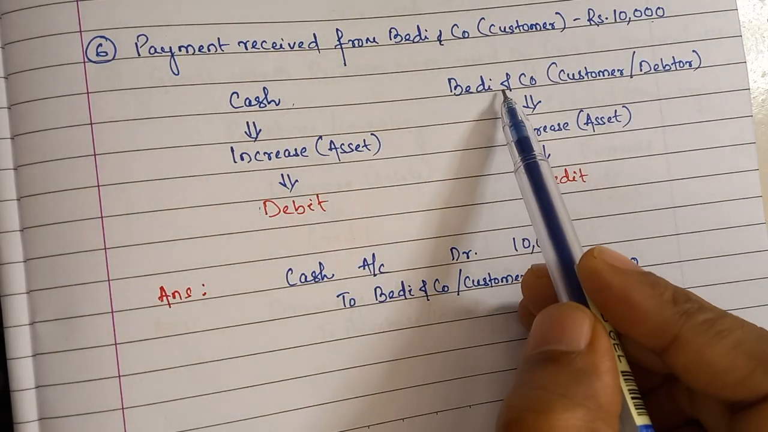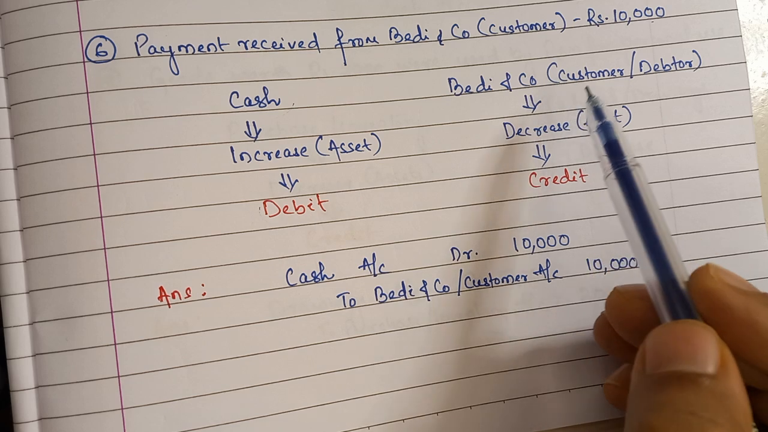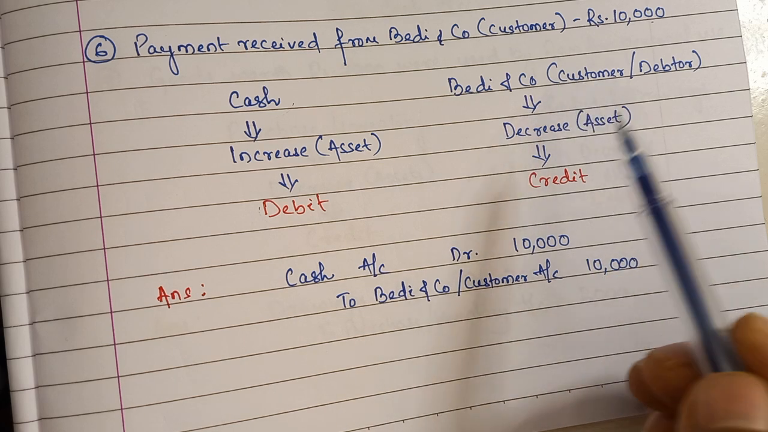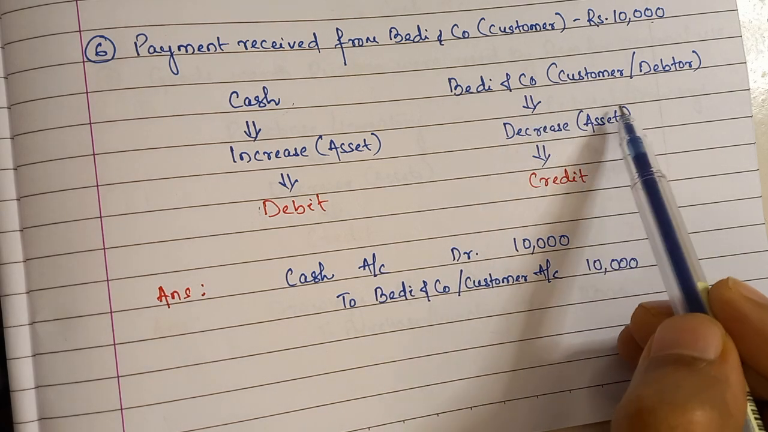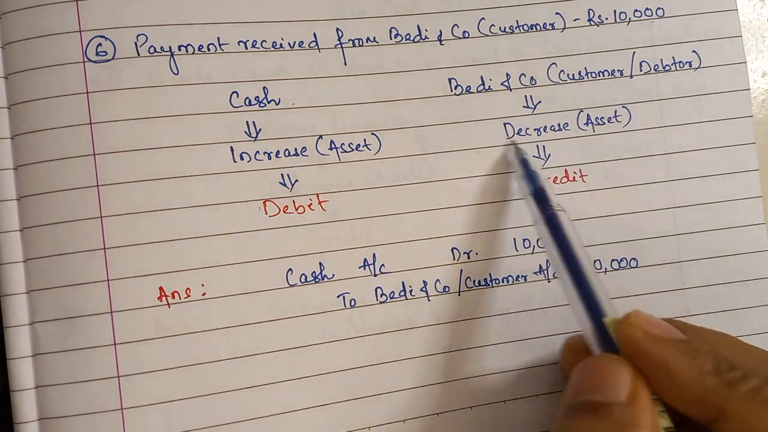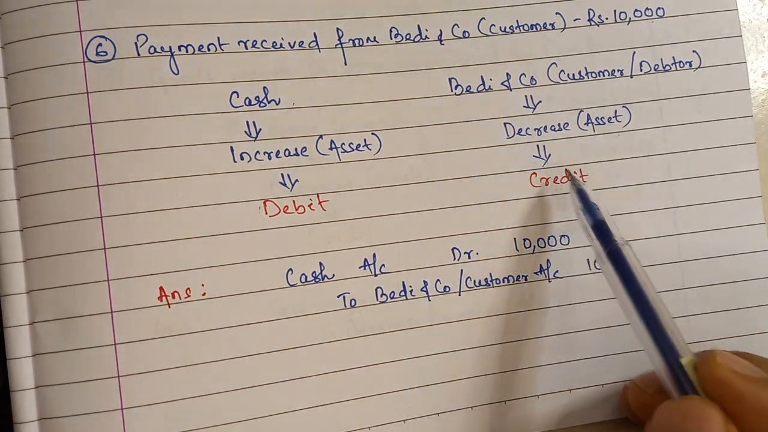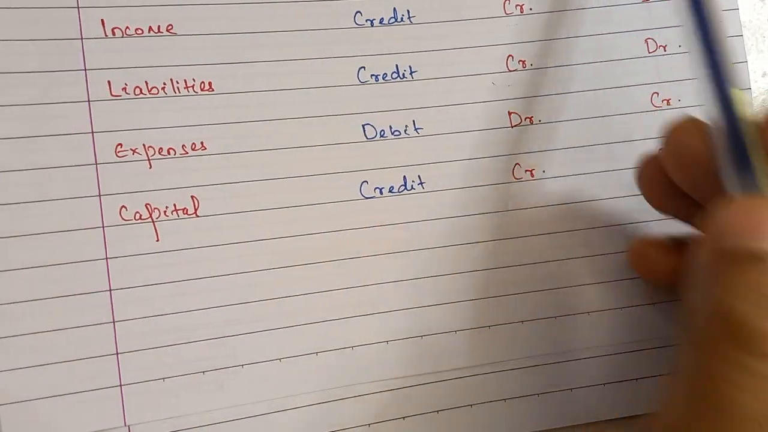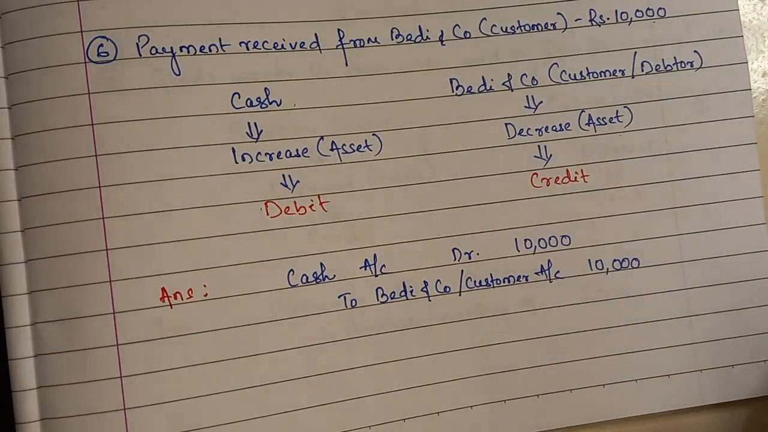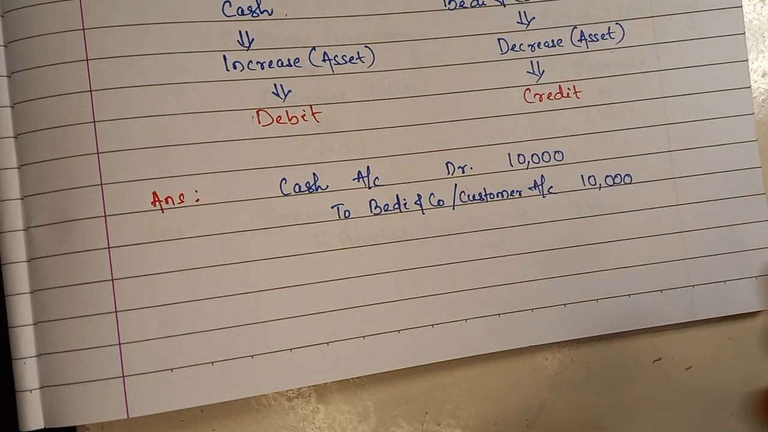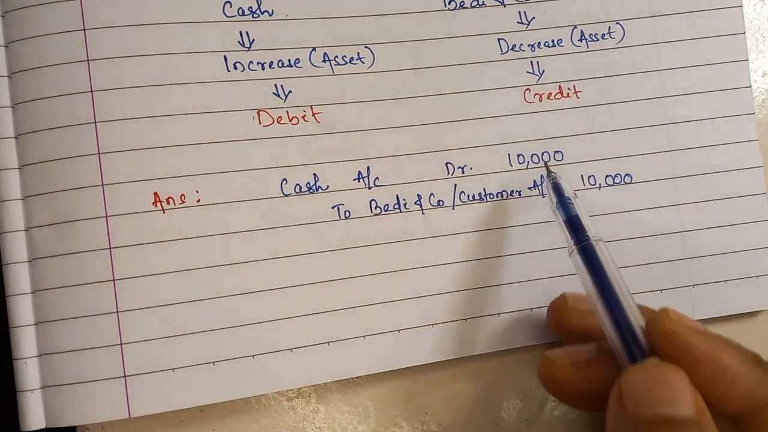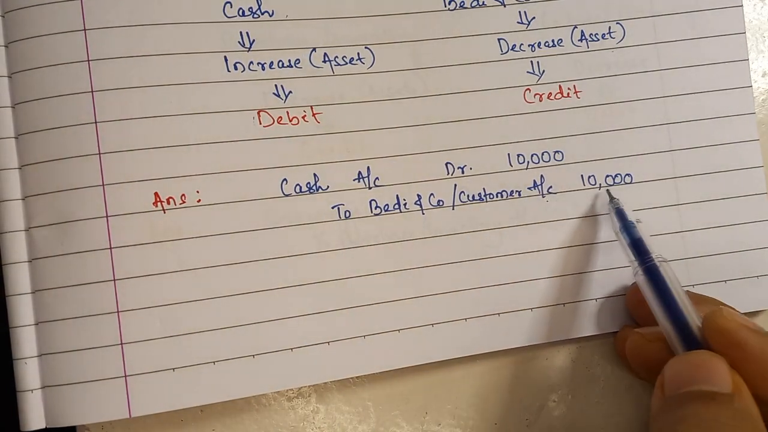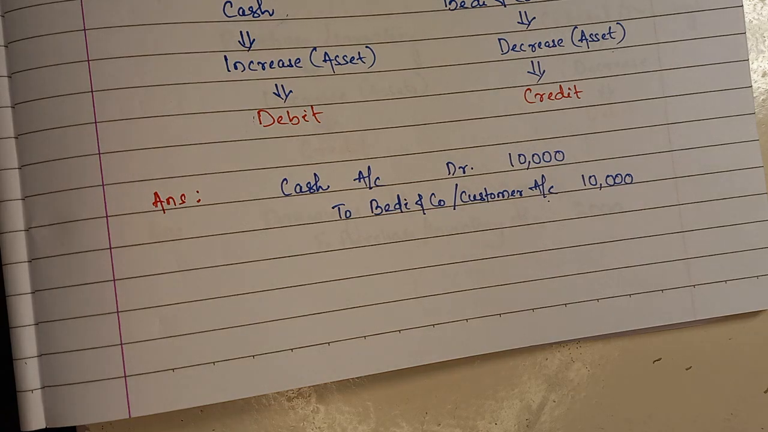Now Bedi and Co, who was the customer for the business, correct? It was an asset. Now because he's paying 10,000 rupees, the asset is decreasing, right? Because he's making the payment. So any decrease in asset is a credit, right? So it will be credit here. So what is the final journal entry we're going to post? Cash account debited 10,000 to Bedi and Co customer account 10,000 rupees.